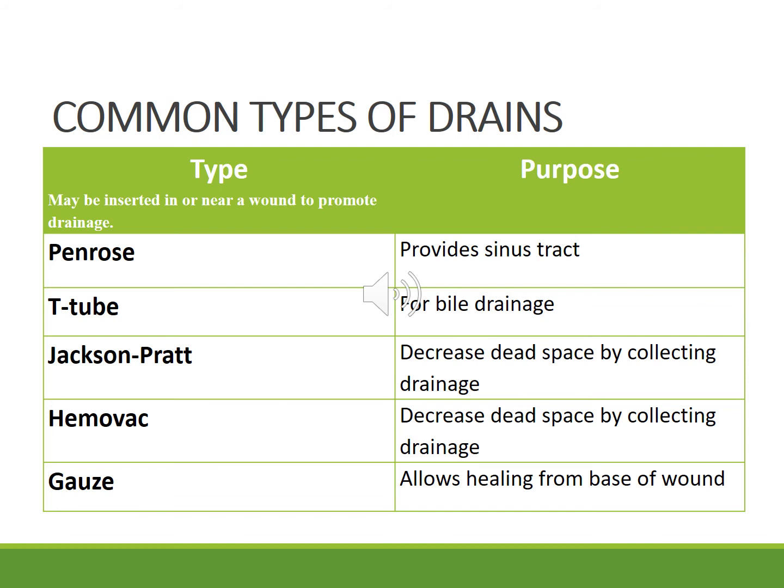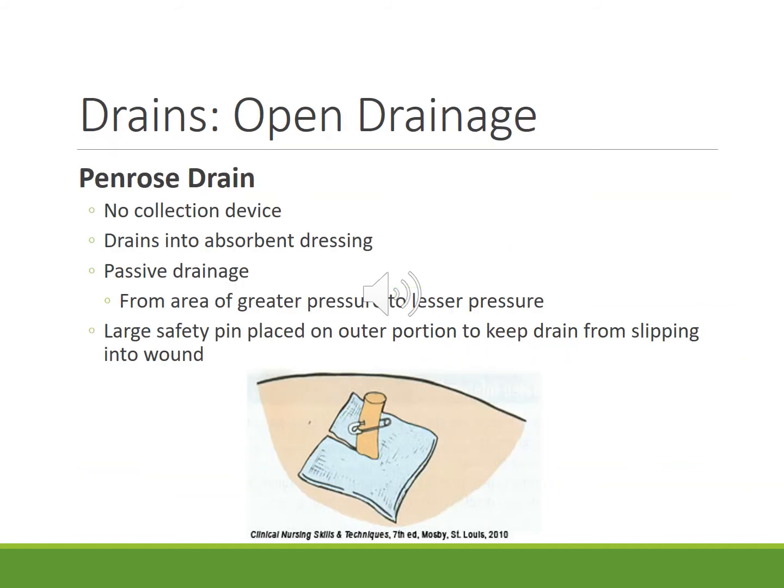It is on page 1064, and it is table 32-4 if you want to look at those a little bit more closely. So as we continue on from that past slide of common types of drains, the first one I'm going to talk about is an open drainage type of drain, and that's called the Penrose. There's no collection device attached to this. This drains into an absorbent dressing. It uses passive drainage, which means from an area of greater pressure to lesser pressure.